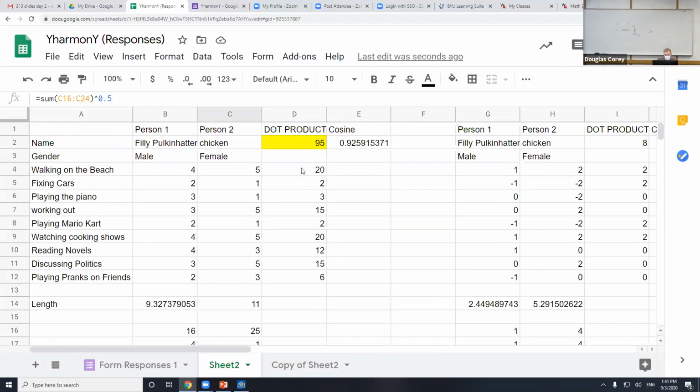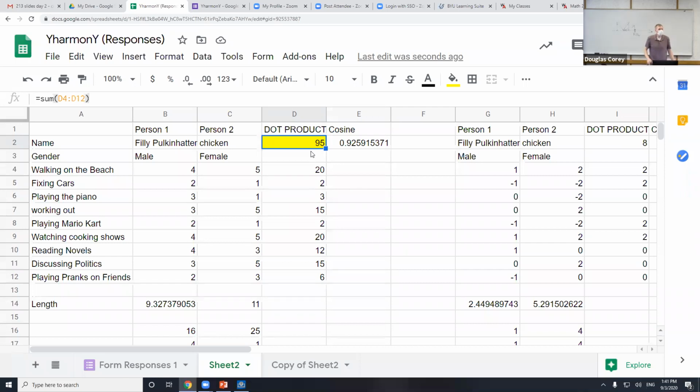All right. Here I calculated the dot product. So I just multiplied 4 times 5, got the 20. 2 times 1, got the 2. And then I added them all together, and that's right here, 95. Add all those up, okay? So it's positive, so that's good.